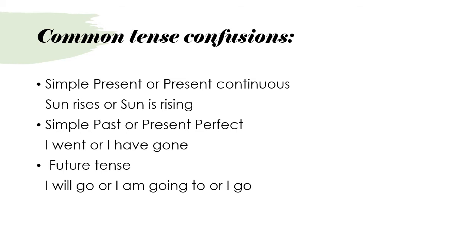Now there are some common tense confusions. One of the most common confusions in tense is between the simple present and the present continuous. So we generally get confused about whether to write "the sun rises" or "the sun is rising." Similarly, another case of confusion is the simple past versus the present perfect. We also have future tense confusions, like the "going to" forms, or "will" plus verb forms, or the simple present forms.